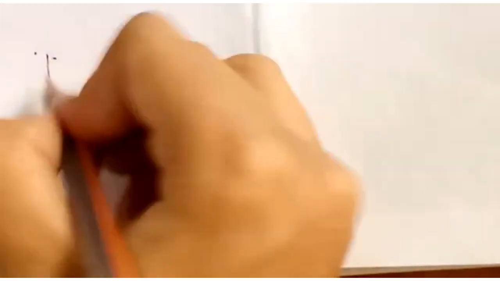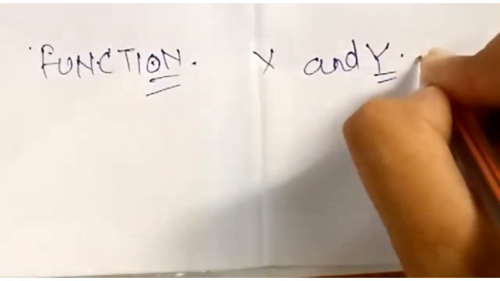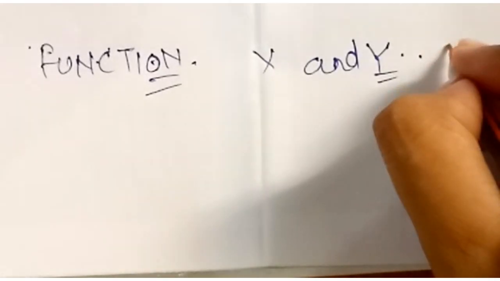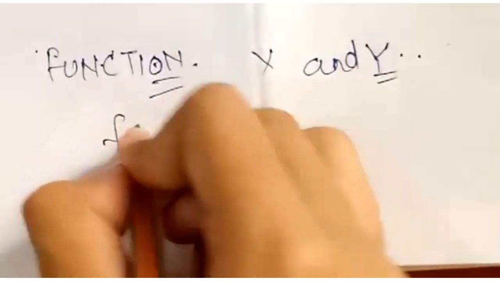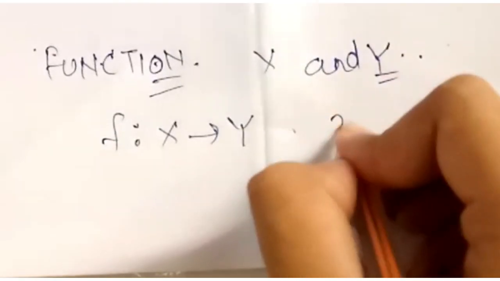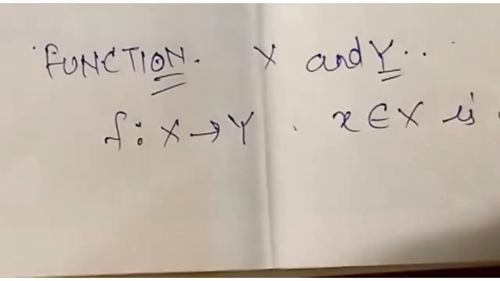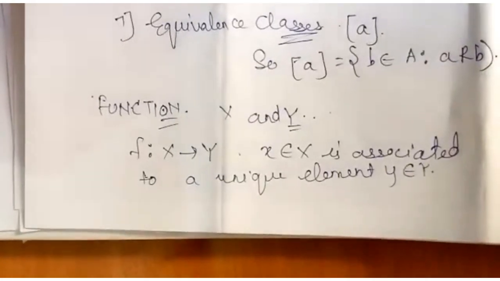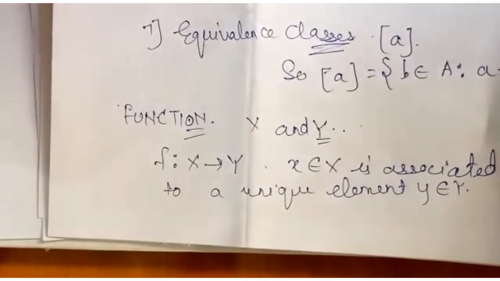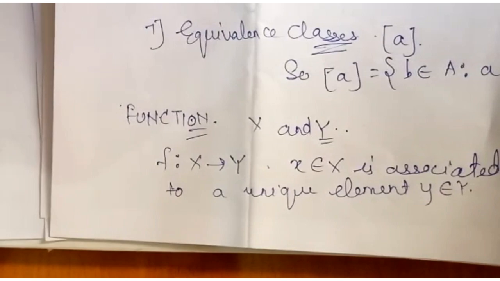Now next we will define what is a function. Let x and y be two non-empty sets. A function or mapping f from x into y is written as f: x → y, by which each element of x is associated to a unique element of y belonging to y. Now there are types of function: one-to-one or injective, and many-one.